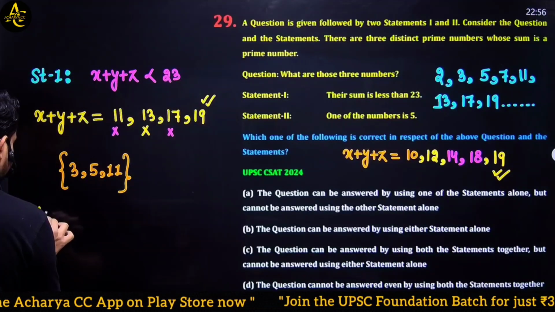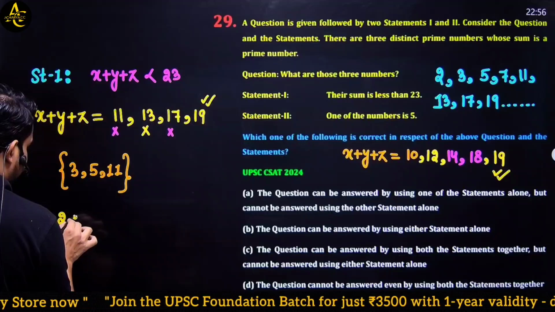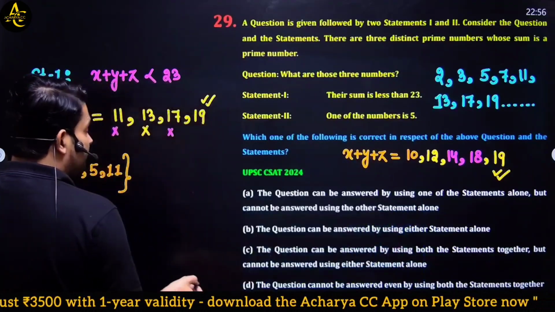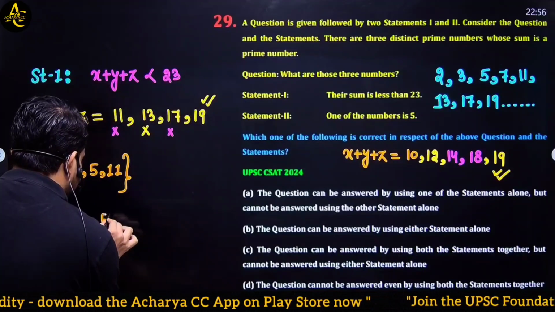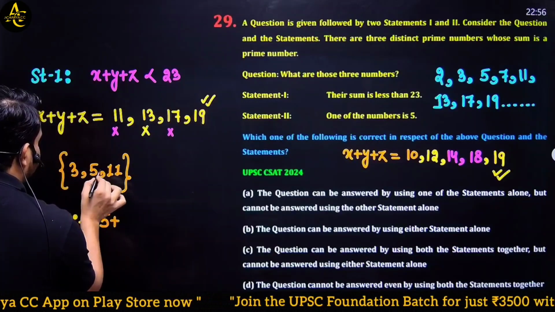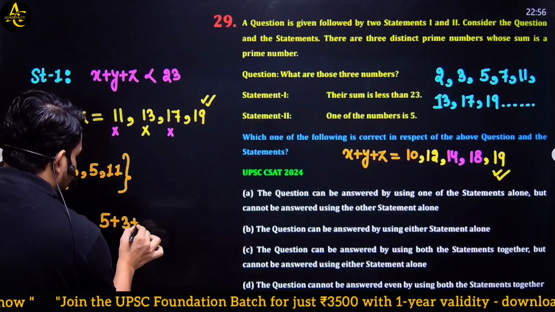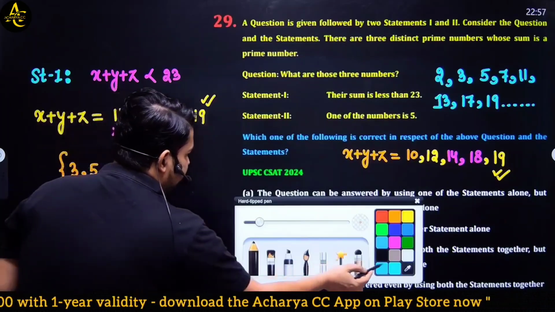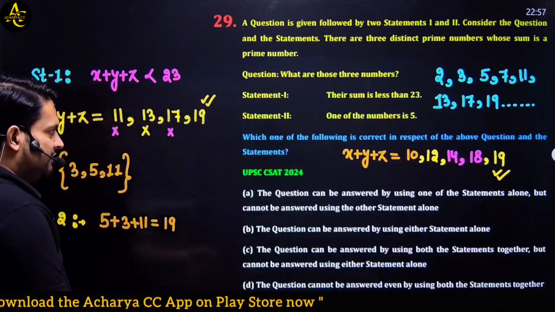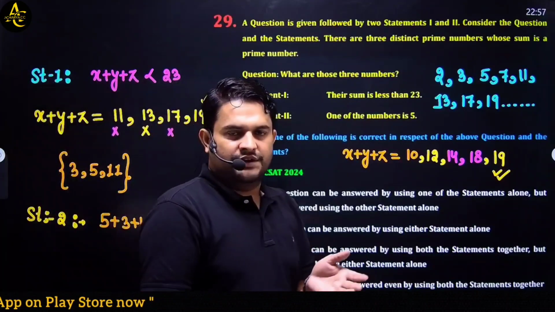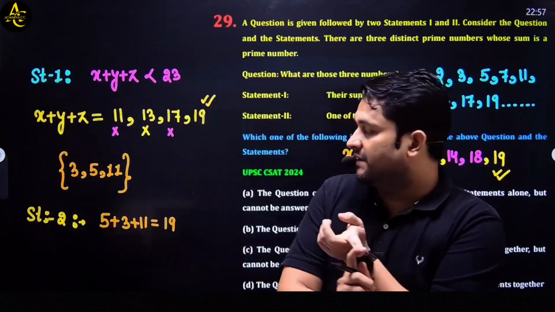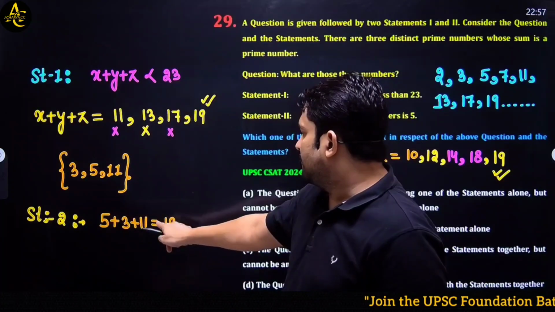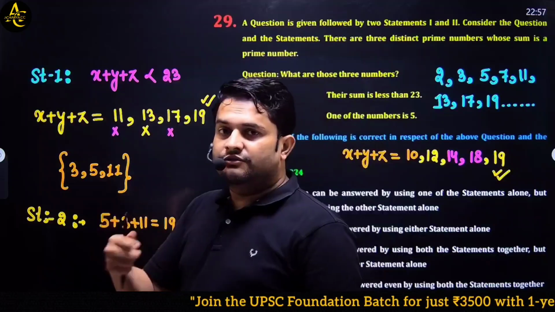What does statement 2 say? Statement 2 says that one number is 5. One combination is this, equal to 19, because statement 2 says that if you take one number as 5, then you can take another two values which will make a prime number. We have made a prime number which is the sum of these three prime numbers, but I have numerous such sums.